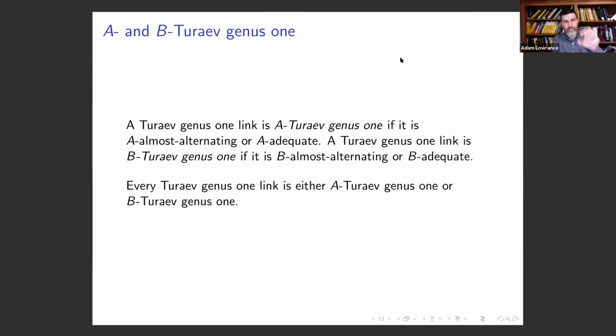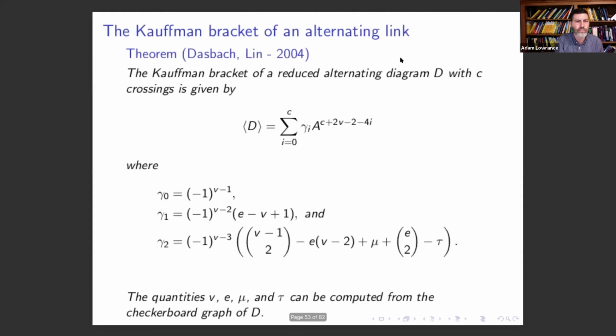Kim proved that every Turaev genus 1 link is either almost alternating or semi-adequate. Every almost alternating link is either A almost alternating or B almost alternating. We just proved that. Every semi-adequate link by definition is either A adequate or B adequate. So just put the A things together and put the B things together and have a name for it, which I called A Turaev genus 1 and B Turaev genus 1. Just mostly to make the statement of the theorem a little bit easier.